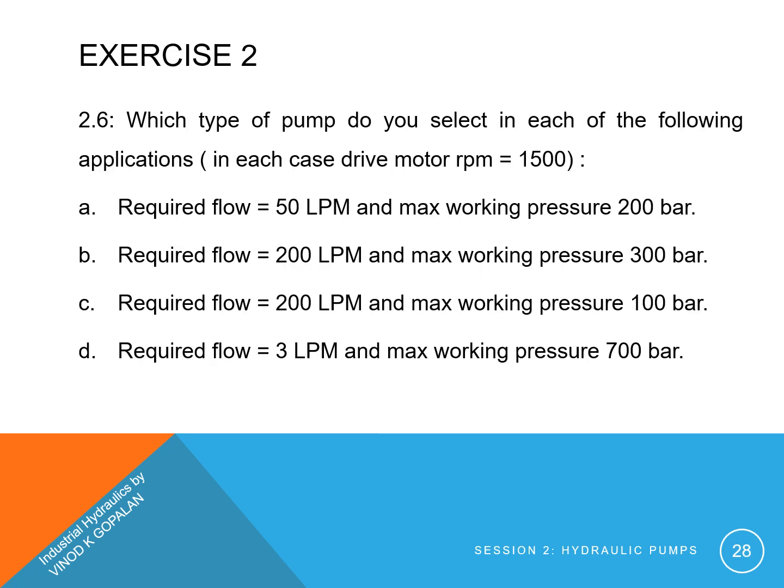Question number 6. Which type of pump do you select in each of the following applications? In each case, drive motor RPM is 1500. A. Required flow is 50 liters per minute and the maximum working pressure required is 200 bar. B. Flow required is 200 lpm and working pressure required is 300 bar. C. Required flow is 200 lpm and maximum working pressure required is 100 bar. D. Required flow is 3 lpm and maximum working pressure is 700 bar.